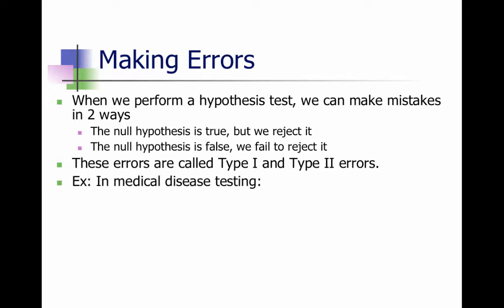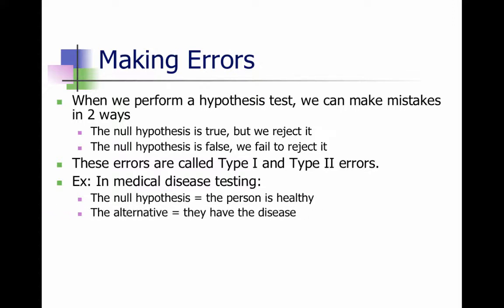Looking at an example in medical disease testing, the null hypothesis is that the person is healthy. Remember that the null hypothesis is that nothing has changed, nothing is interesting, nothing out of the ordinary. So we're assuming that the person is healthy. The alternative hypothesis is that they have the disease.